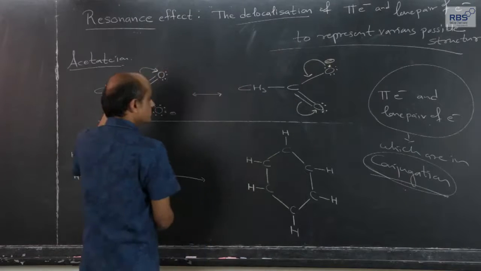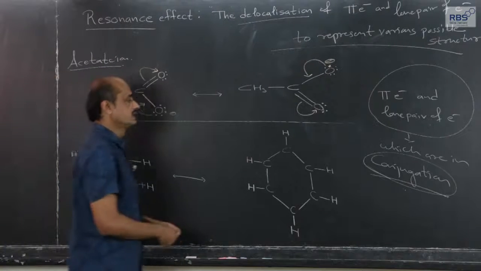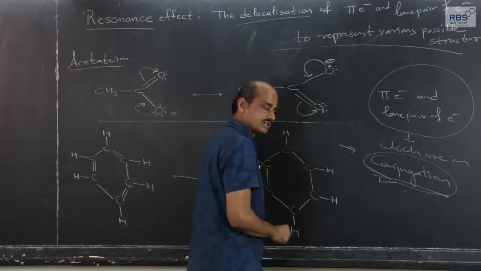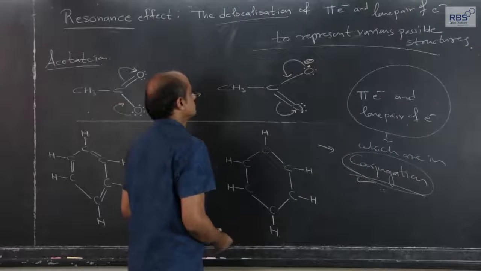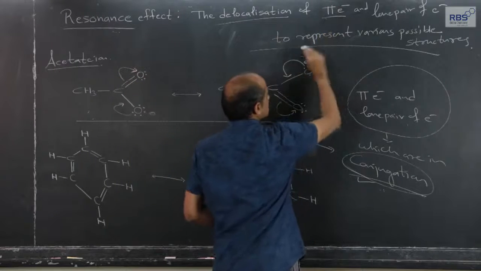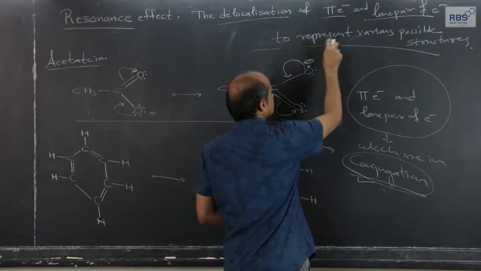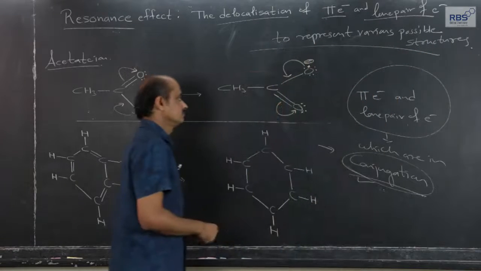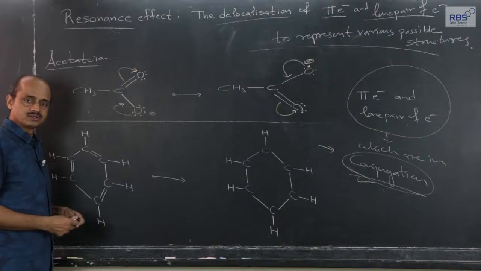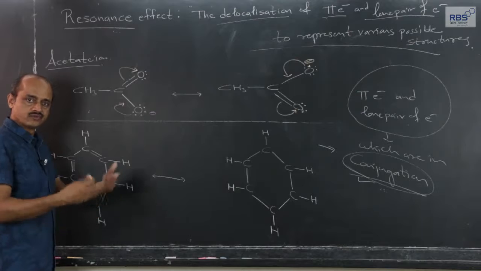Delocalization means that out of these two, if any one system is present, pi sigma pi or lone pair sigma pi, we say the system is present in conjugation. And if it is in conjugation, then delocalization of pi electrons and lone pair of electrons gives rise to various possible structures. Here we have considered a very simple example, only two structures. This is called resonance or resonance effect.